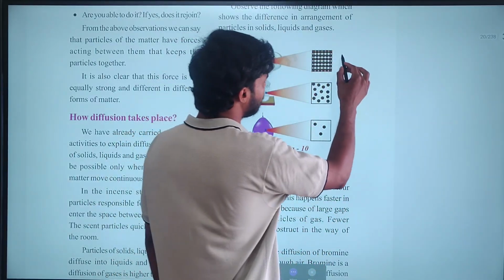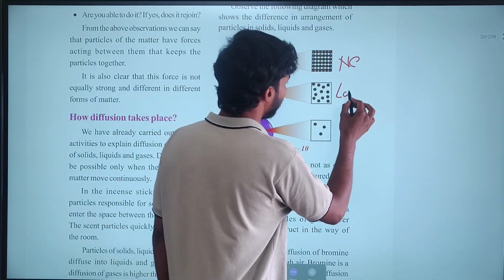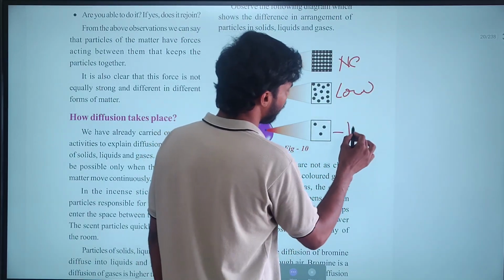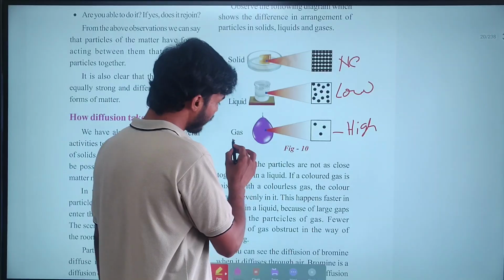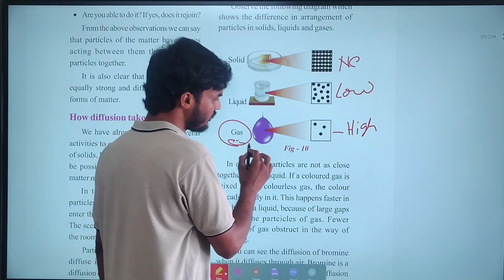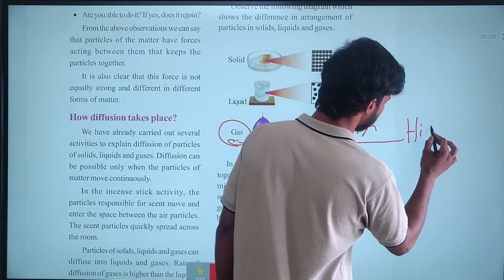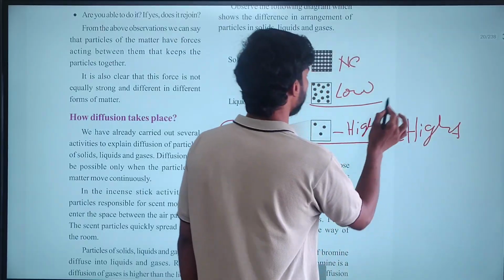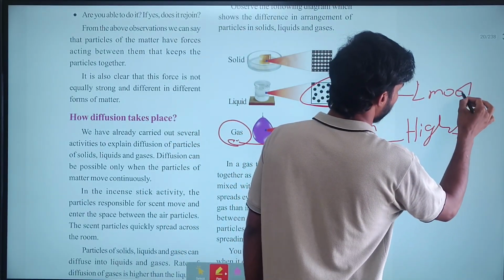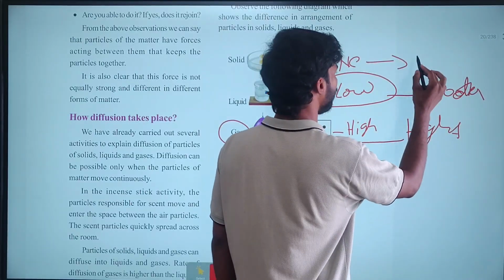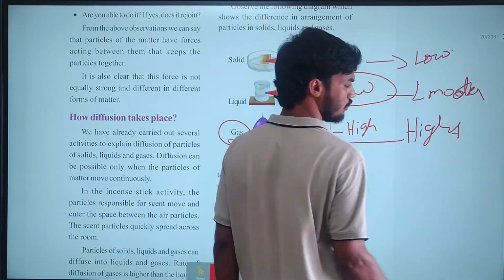So compressibility is negligible in solids, lower in liquids and higher in gases. And the rate of diffusion is higher in gases. In liquids, diffusion is moderate, and in solids the diffusion is low or slow. Clear?